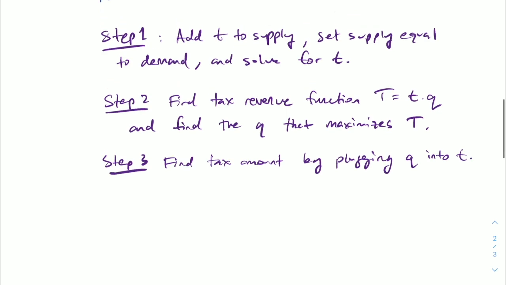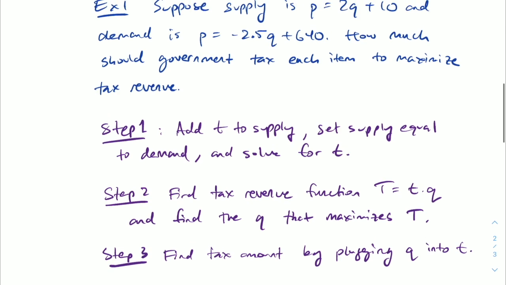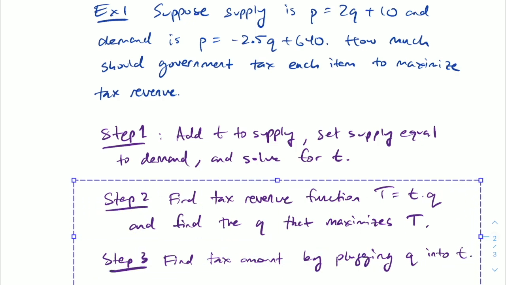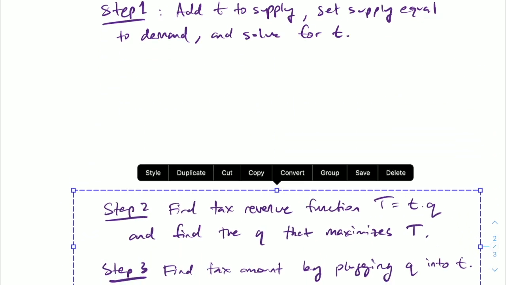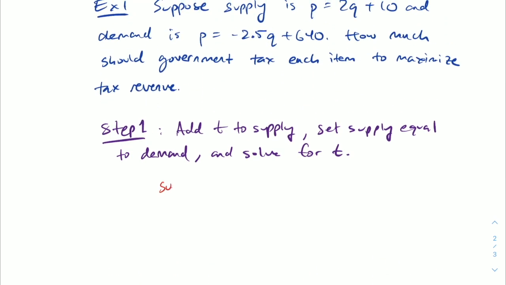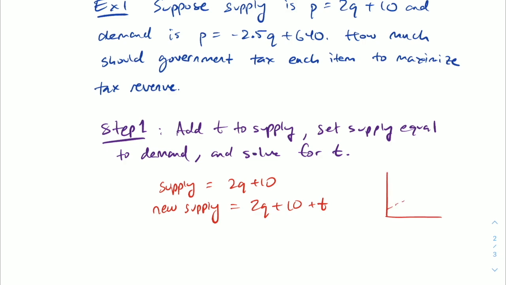All right, so let's first add T to the supply and then set supply equal to demand. I'm going to make a little space here by moving this next step down. Okay, there we go. So we're going to add T to the supply. So the supply is 2Q plus 10. My new supply post-taxation is 2Q plus 10 plus T. Going back to that picture from earlier, we've taken this supply curve and we've shifted it up T.